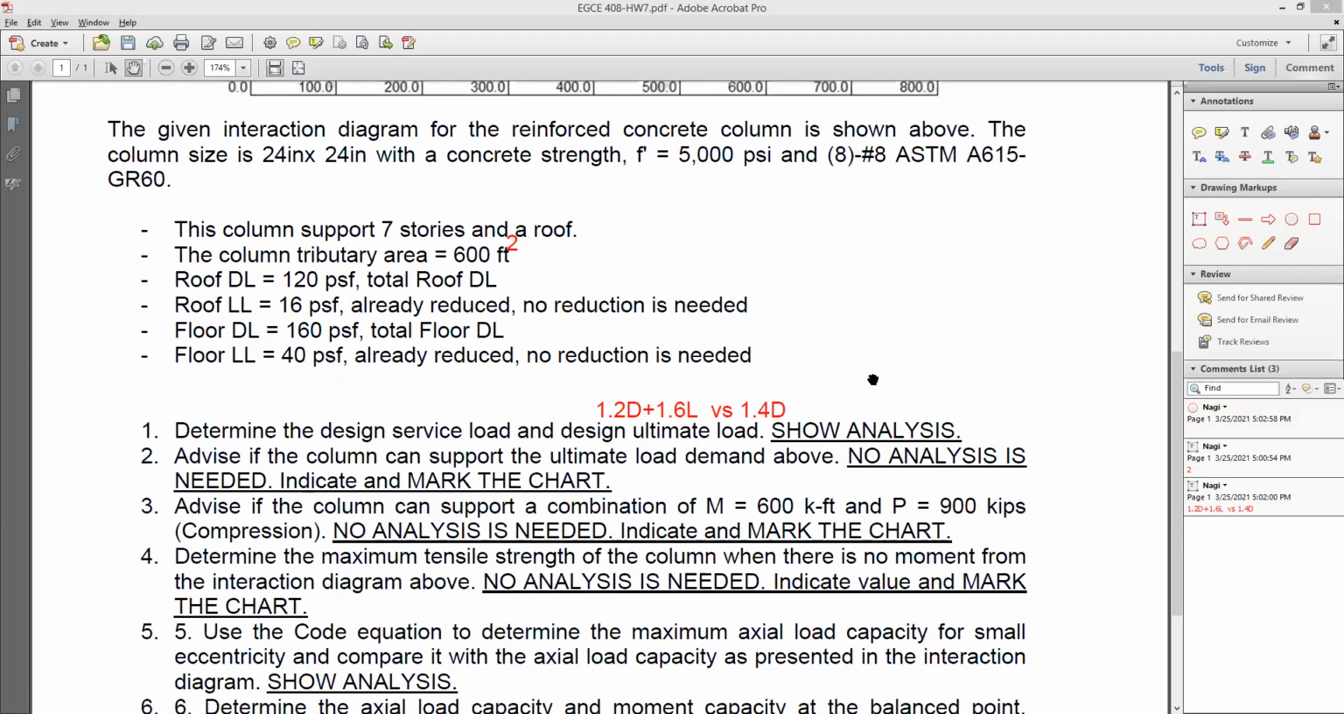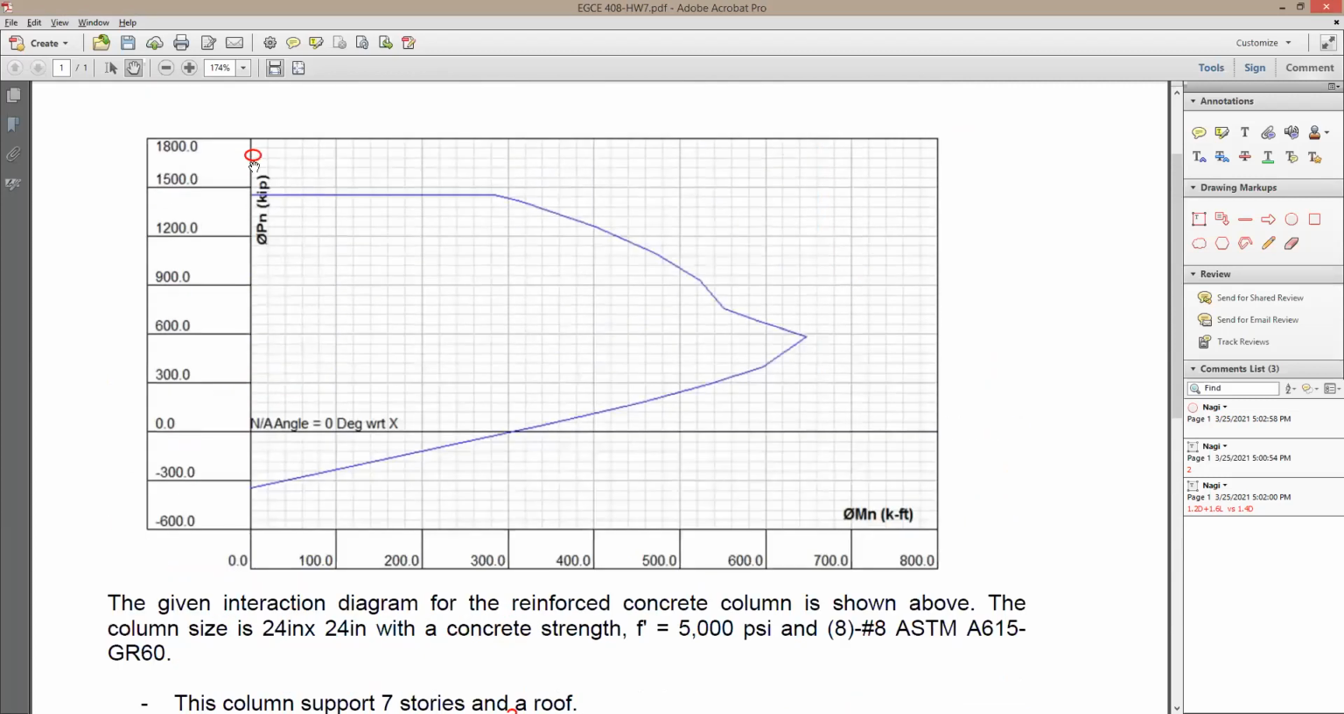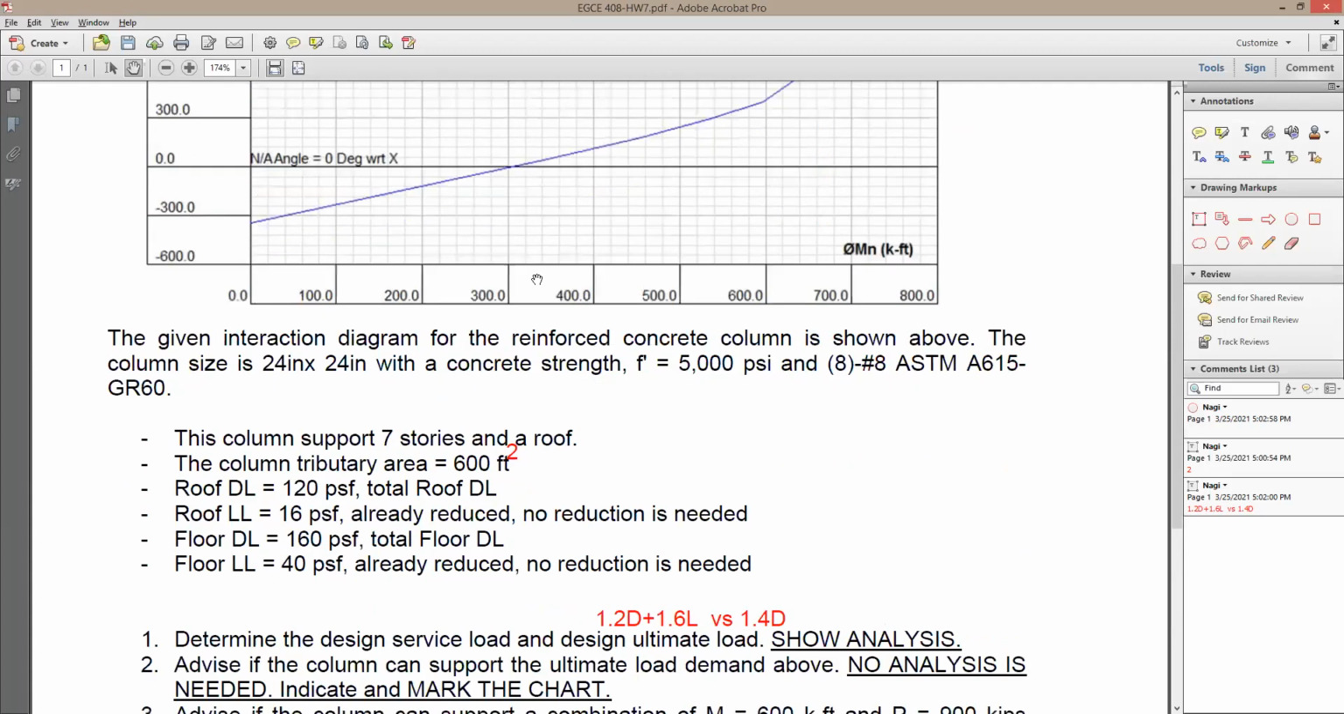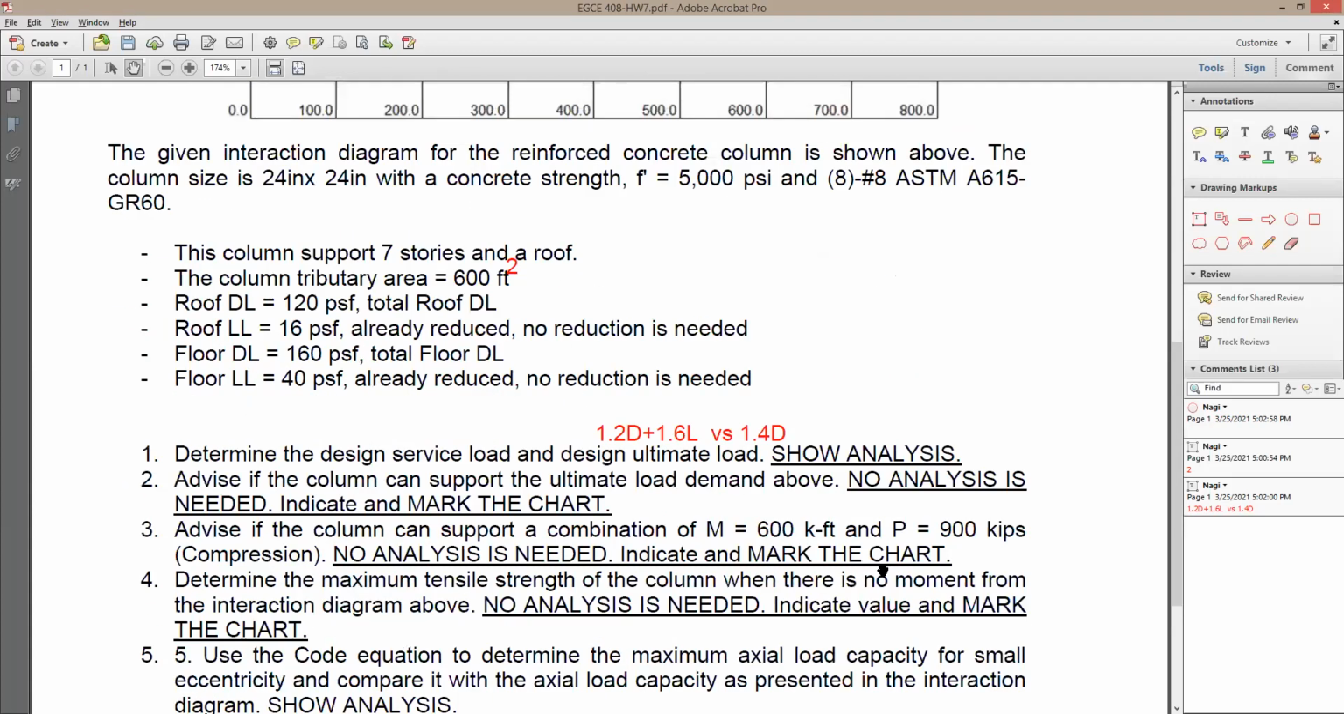And then you need to mark it on the chart. There are two things. You cannot just mark it on the chart and say, oh, I marked it on the chart, you know it's going to be above, it's not good. No, you cannot do it this way. You need to indicate and mark on the chart. There is a point for indicating this, and there's another point for marking the chart. If you say it's not going to work, and then you put the value, but you did not mark on the chart, you're going to be losing some points.